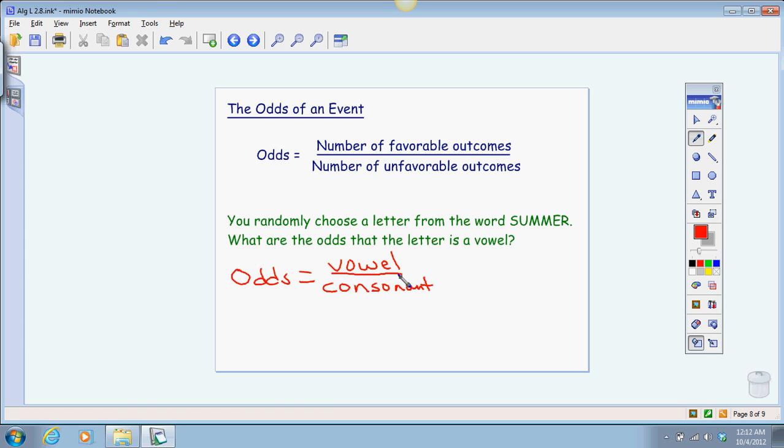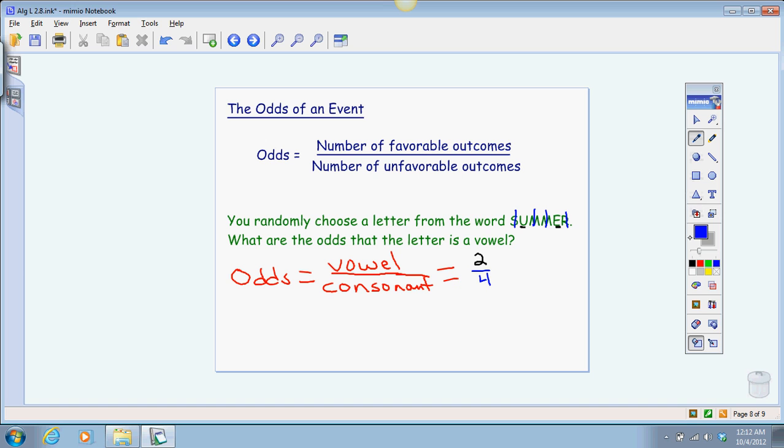I apologize if I spell anything incorrectly here. But we're going to take our favorable outcomes and compare it to our not favorable outcomes. Vowels to consonants or vowels to not vowels. Let's just start by looking at vowels. If I look at this word summer here, U is a vowel and E is a vowel. So how many vowels could I randomly select? 2. Now we're going to compare that to how many are consonants. There's an S, an M, an M, and an R. So there's 4 consonants.